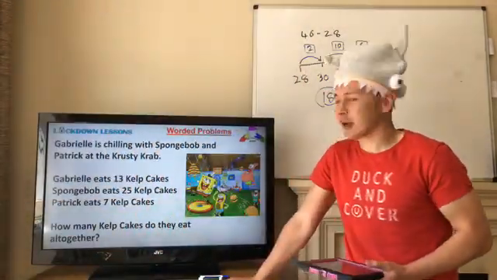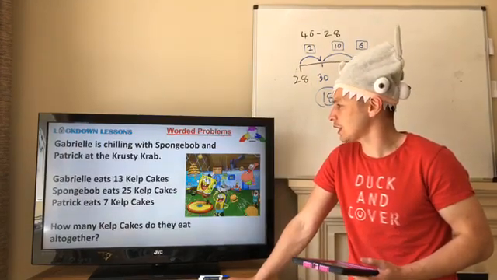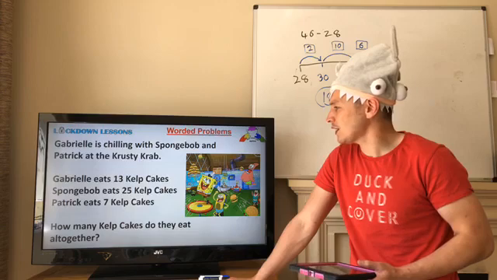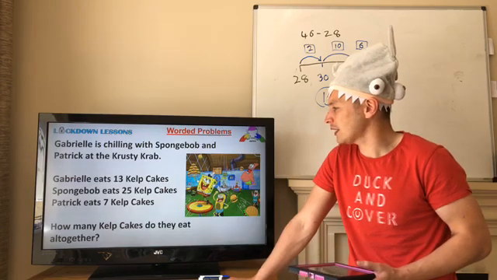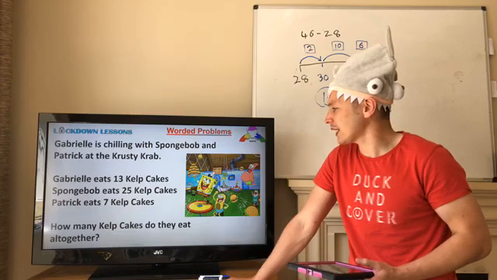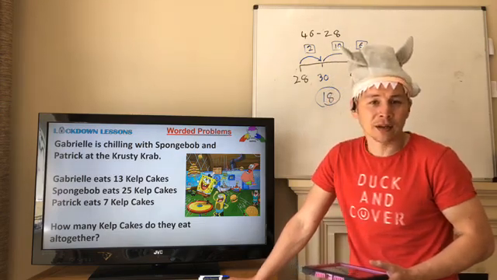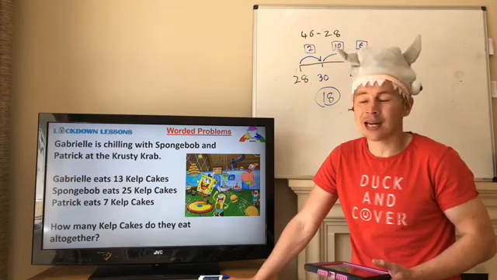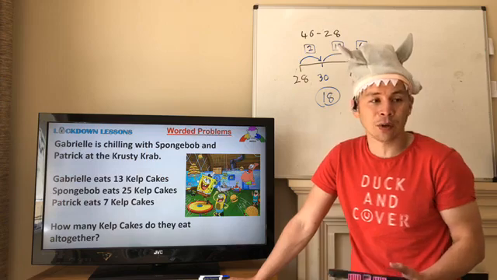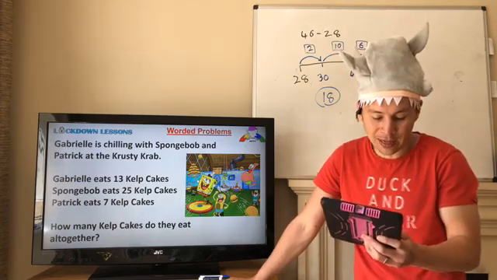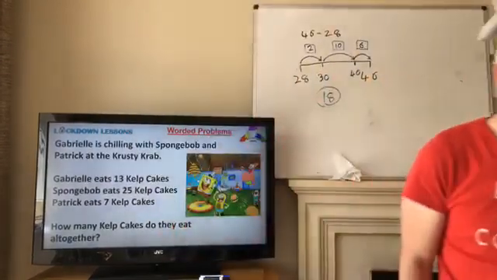Gabrielle, another one of our bingo winners from last week, is chilling with SpongeBob and Patrick at the Krusty Krab. Gabrielle eats 13 kelp cakes. SpongeBob eats 25 kelp cakes. Patrick eats 7 kelp cakes. How many kelp cakes do they eat all together? Okay, so can we work out the answer to this one, please? Think about what you need to do with the numbers. What type of problem is this all about? So if I add 13 and 7, that gets me to 20.